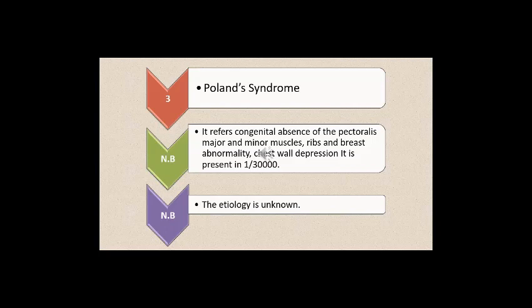The following diagram demonstrates the Poland syndrome, which refers to the congenital absence of the pectoralis major and minor muscles, ribs, and breast abnormality. The etiology is unknown.